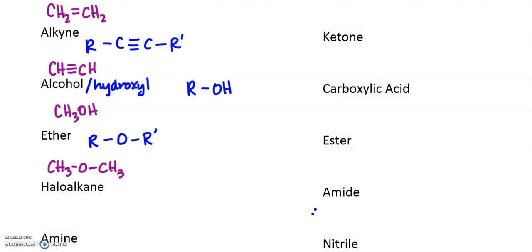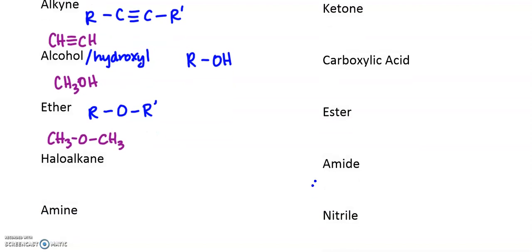A haloalkane we've actually discussed already. This is when you add a halogen. So I'm going to use X as my halogen: fluorine, chlorine, bromine, iodine. So this would be any carbon chain with your halogen. So this could be something like CH3 with a fluorine, a chlorine, a bromine, whatever that may be. Let's just put fluorine as an example.